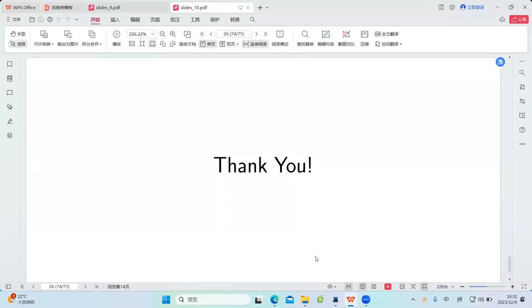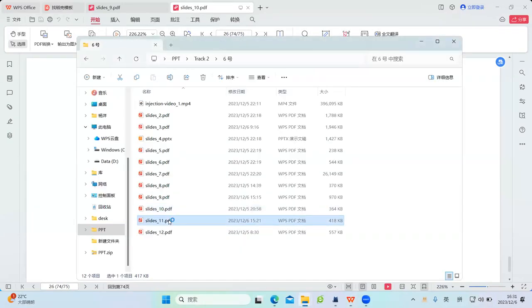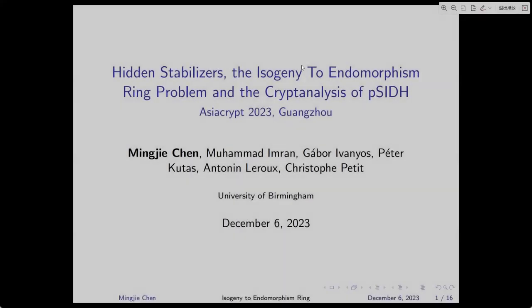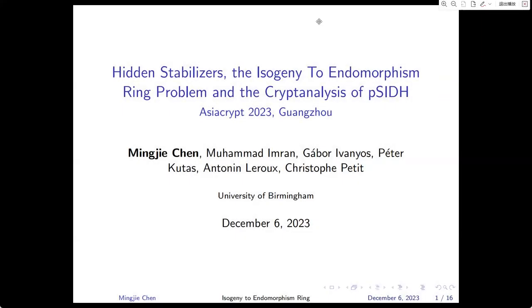This was used in the stabilizer, the solution to the isogeny problems and the cryptanalysis of PSIDH. And this talk will be given by Ming-Chen. Okay, thanks for the introduction. Today I'm going to talk about the recent paper on stabilizers, the isogeny to endomorphism ring problem and the cryptanalysis of PSIDH. This is joint work with Mohamed Imra, Gabor Ivanov, Peter Kukas, Antonin Lahore, and Christopher T.